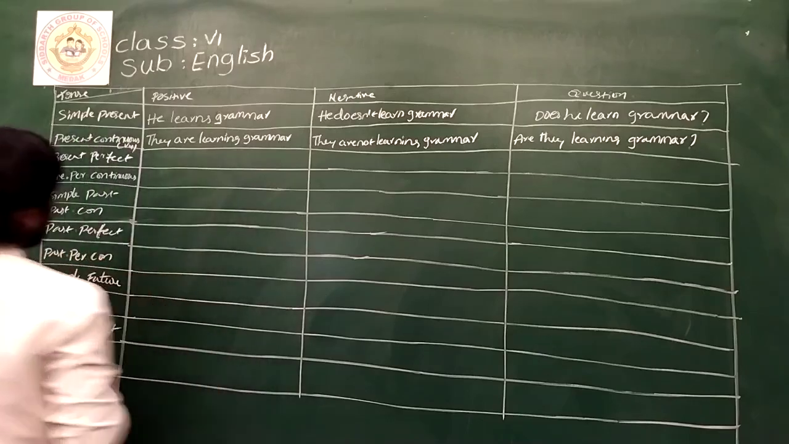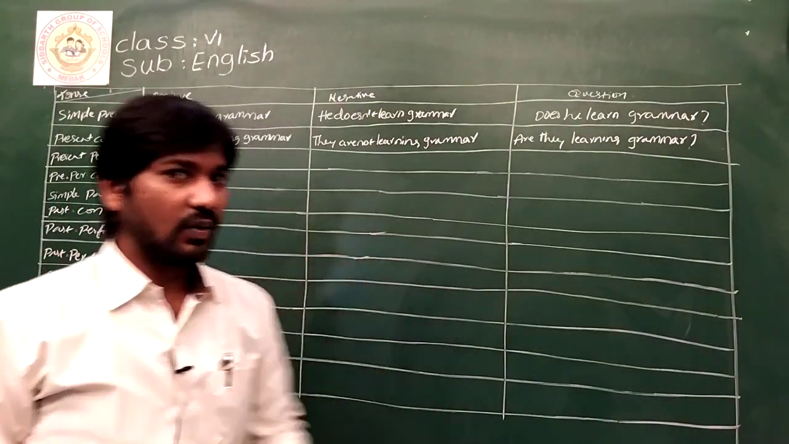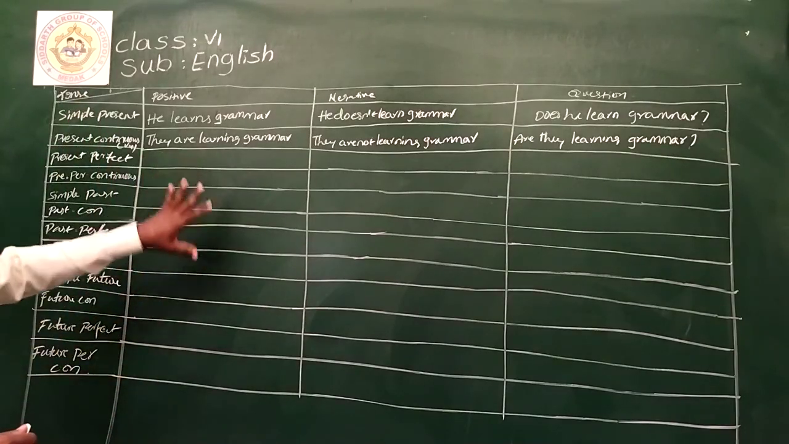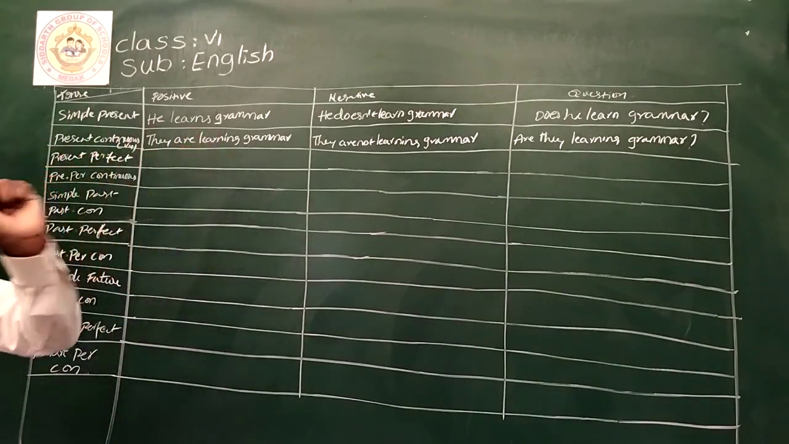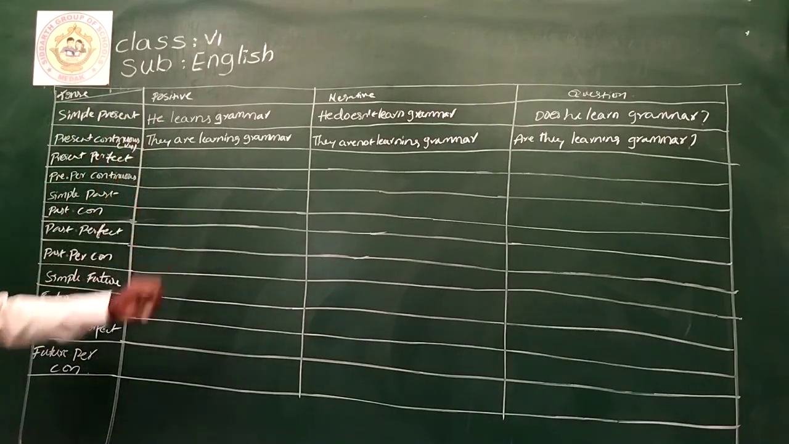So don't be worried. In the next table, I will give all the subjects in one table. Here we don't have space, so I will use only different subjects. Here I use he, here I use they. Next I will use a different one.